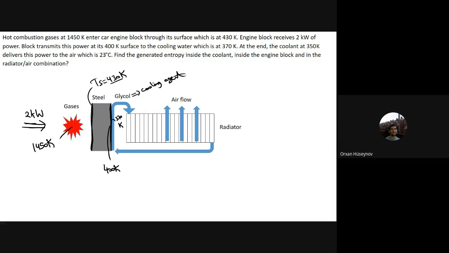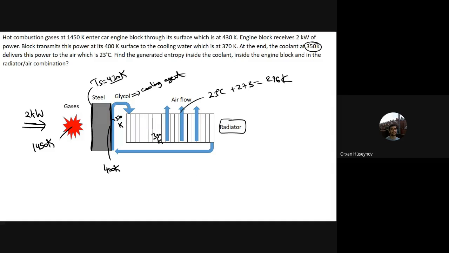Okay, so that is for the energy transfer. Then you will have this glycol at 350 Kelvin delivers this power to the air, so that when it comes to the delivery of the airflow here, this one is the radiator. Okay? So when it delivers air, it will have the temperature of 350 Kelvin, and the air will have a temperature of 23 degrees Celsius, or 296 Kelvin.